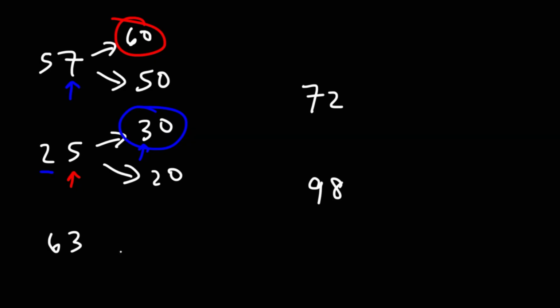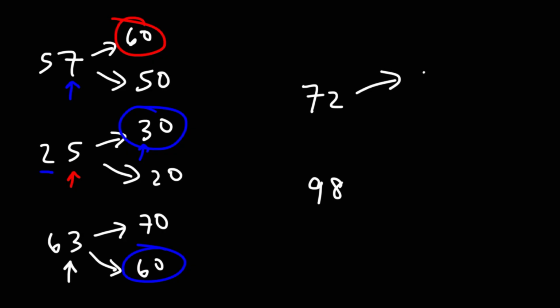What about 63? Should we round that down to 60 or round it up to 70? Well, 3 is part of the 4 or less group, so we're going to round that down to 60. What about 72? Should we round that up to 80 or round it down to 70? 2 is less than 5, so we're going to round it down to 70.